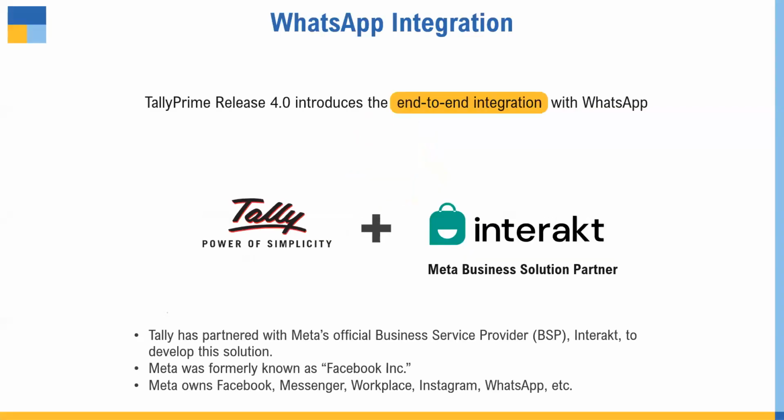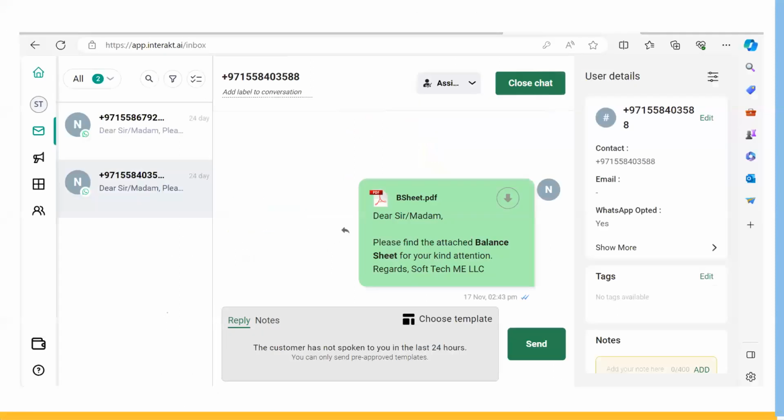Now I'll tell you how exactly the WhatsApp integration works. We have Meta's WhatsApp Business platform, which I was talking about, and the Interact platform. The platform looks something like this. If any of you have worked on WhatsApp browser, you can see it's almost similar. All the contact numbers you have contacted will be on the left-hand side, and the conversations will be displayed here.